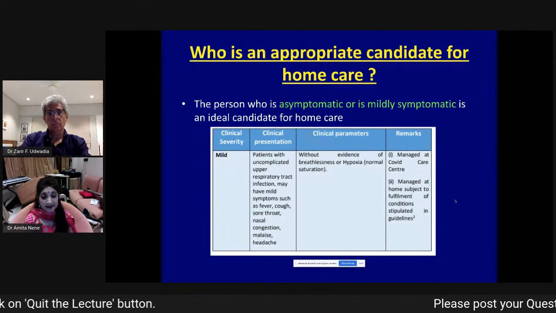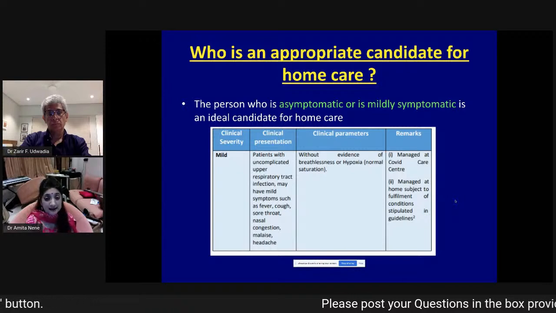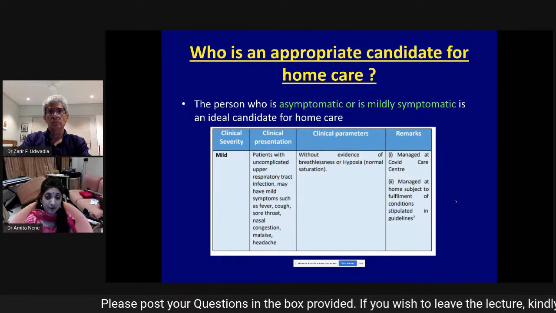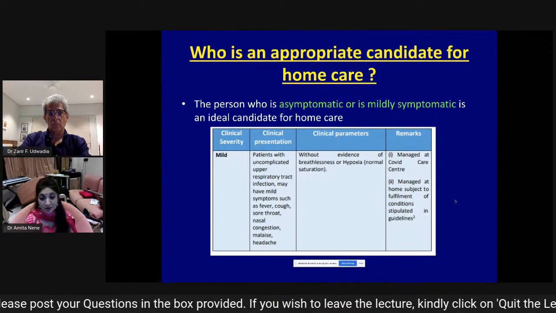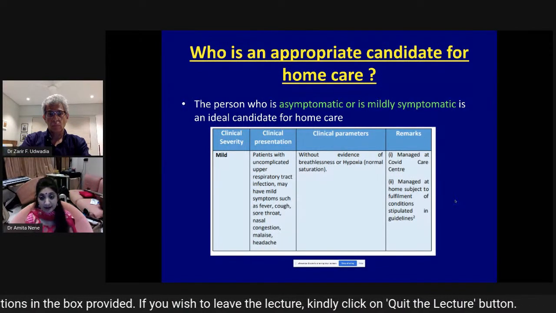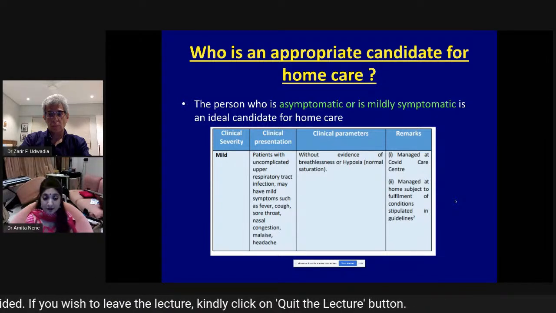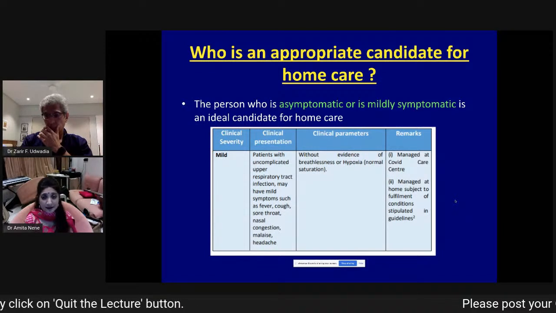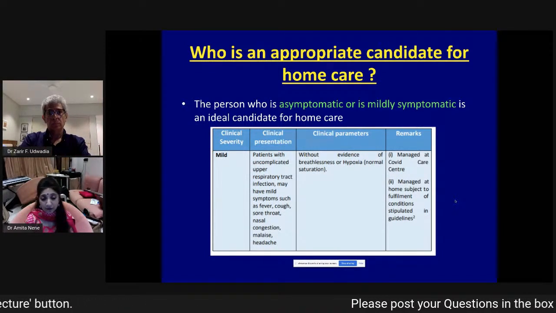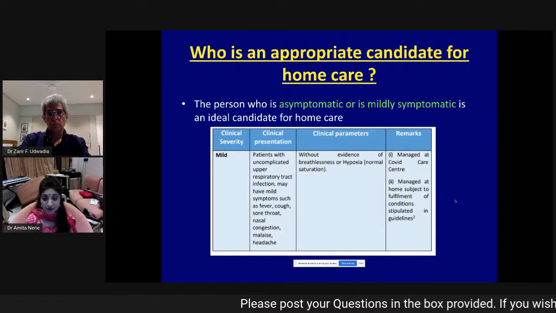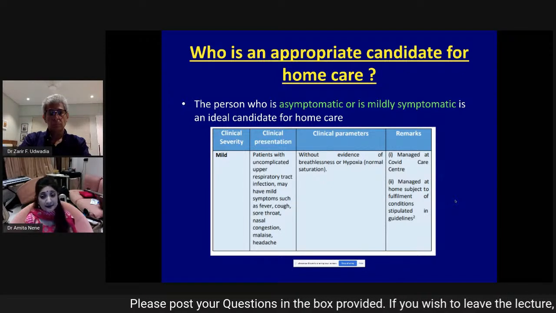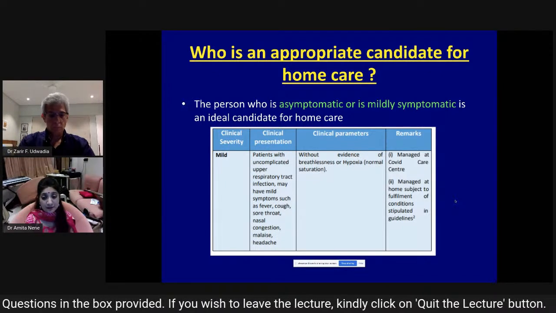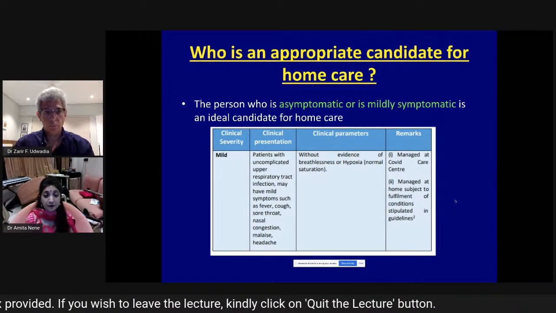So as per the ICMR guidelines, a patient who is asymptomatic or is mildly symptomatic is an ideal candidate for home care. So we know what an asymptomatic patient is, but what is a mildly symptomatic patient? A patient who's got an uncomplicated upper respiratory tract infection and has only mild symptoms like fever, cough, sore throat, nasal congestion, malaise, headache, and if his saturation is normal, more than 95%, these are the only people who could be considered ideally for home care.